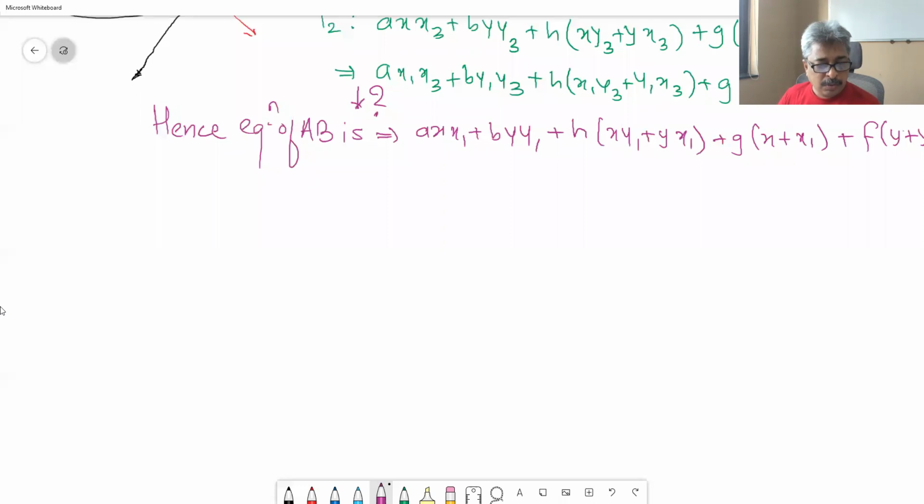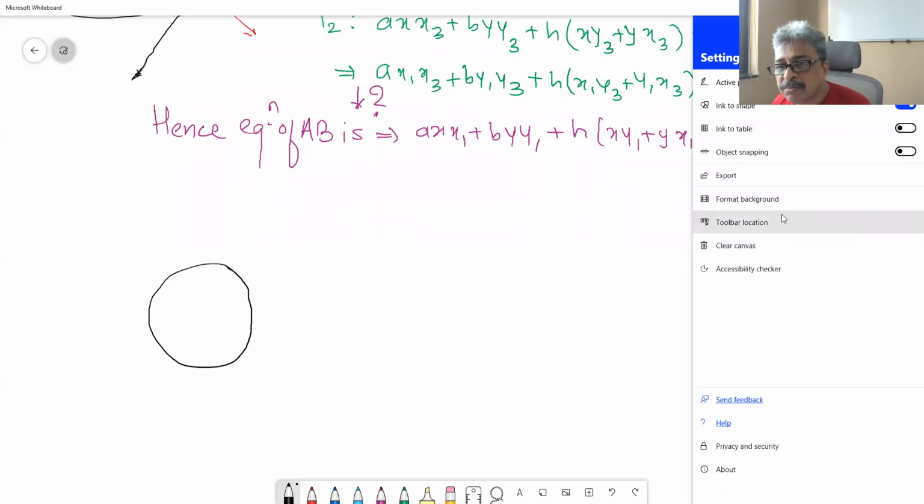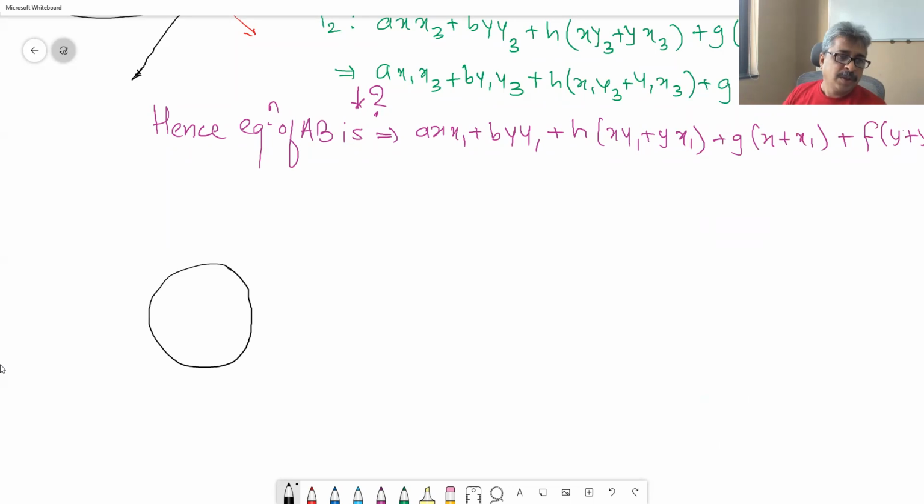Okay, now the dynamics is, say for example, let me take the circle only as my reference geometry. Why is it not becoming circle? Is my setting object snapping into shape? I will find out later on. Okay, I have a circle and a point outside. There will be two tangents, and there will be a chord of contact.